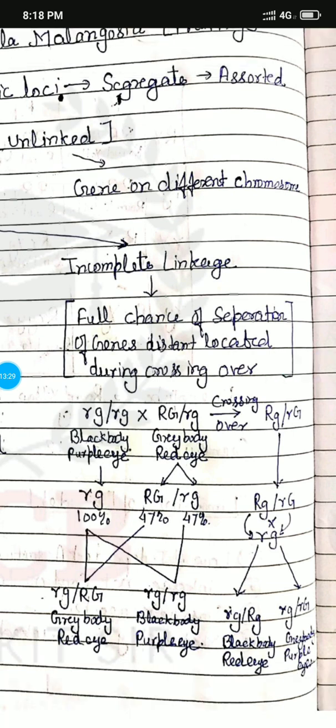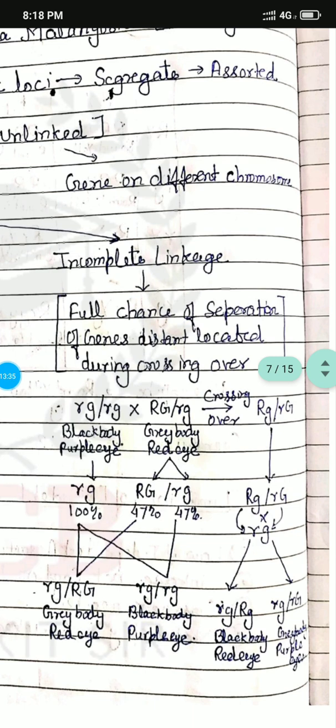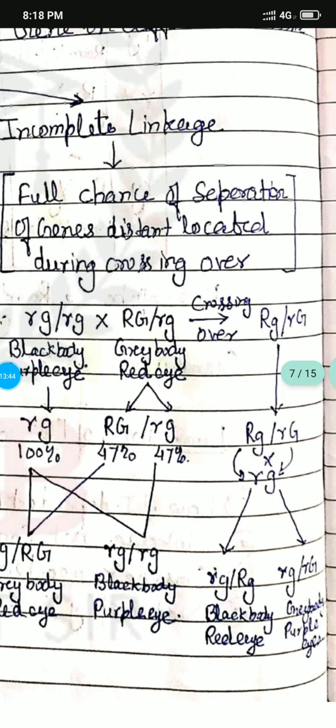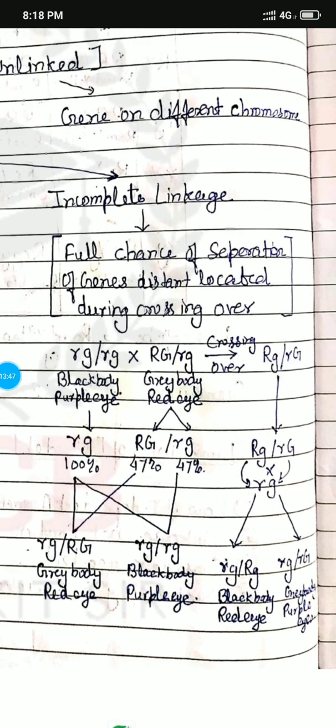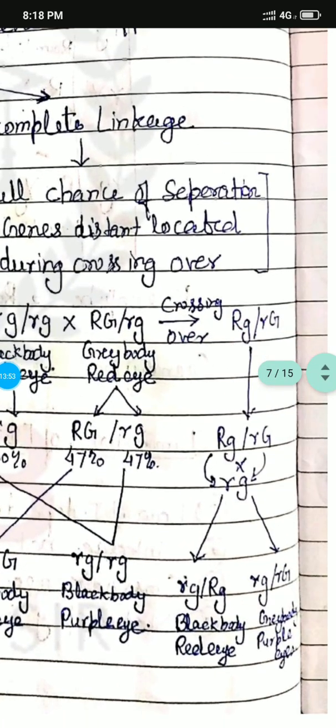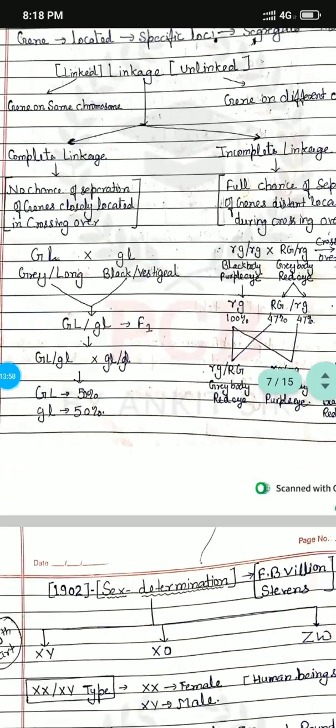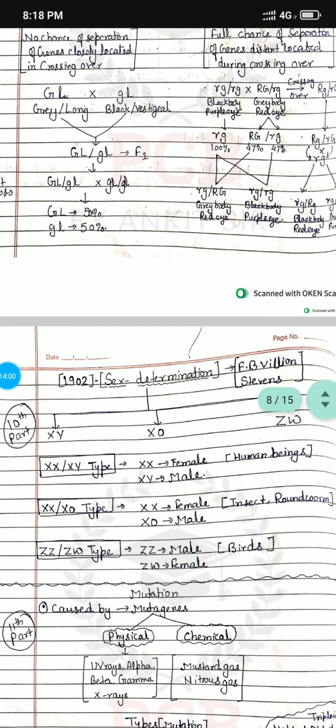If we cross with each other, the grey body red eye and black body purple eye, the same color is found. But if crossing over is there, then it will form black body red eye, and here the gray body purple eye. It means the color and body shape are also going to be exchanged with each other. So somehow the parental generation here is going to be formed, and here the recombination is going to be formed. So you have to see about it.